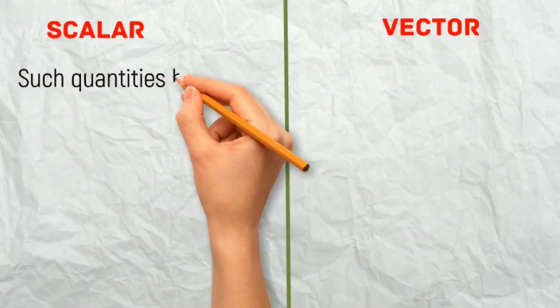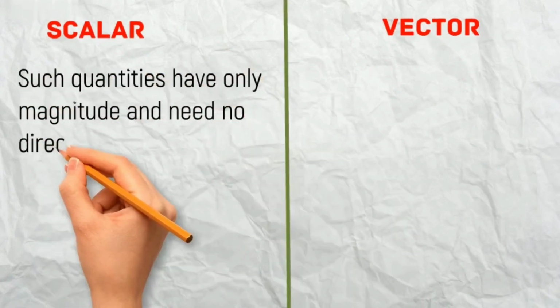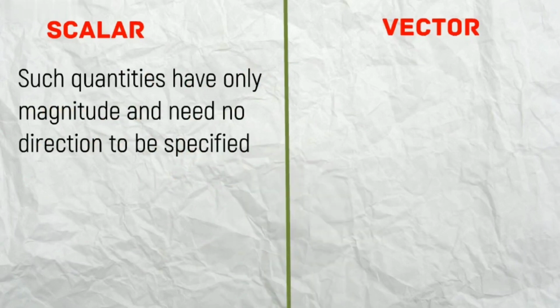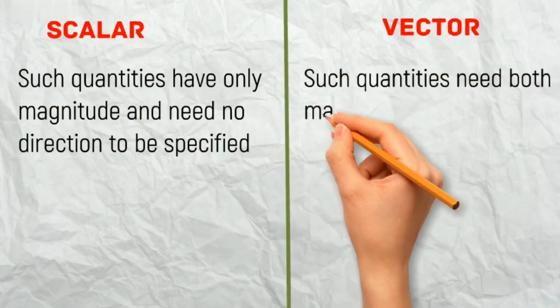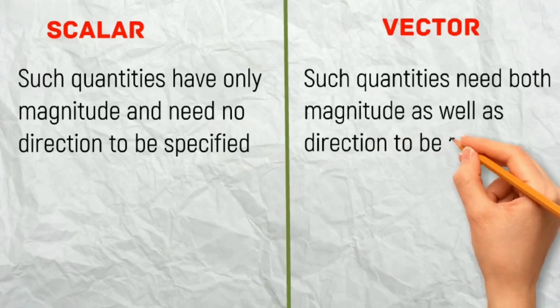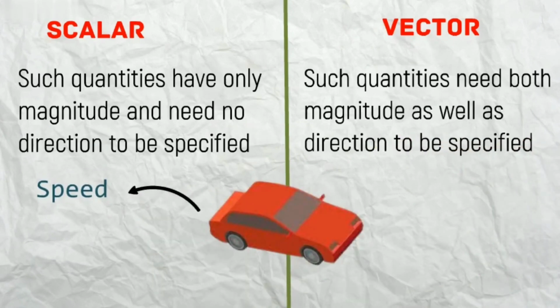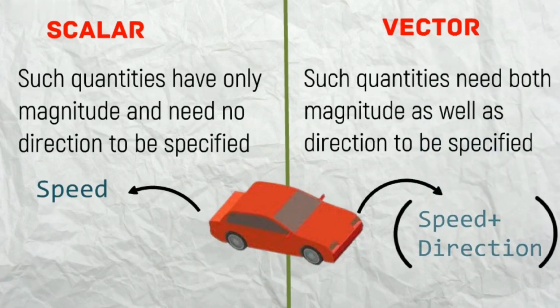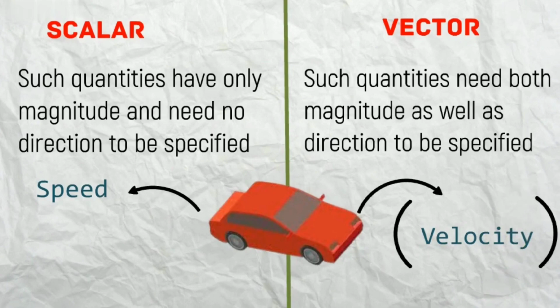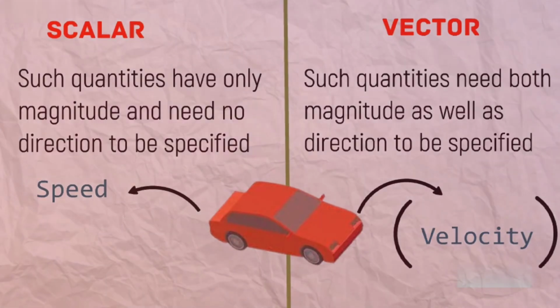Scalar quantities have only magnitude and need no direction to be specified, whereas vector quantities need both magnitude as well as direction to be specified. Remember the toy car? If we talk about its speed, we are giving no indication of its direction, and thus speed is a scalar quantity. But if we talk about the toy car's speed along with its direction, then it becomes its velocity, which is a vector quantity.